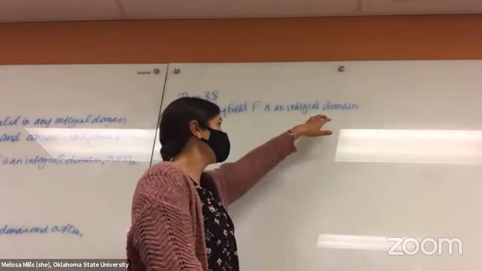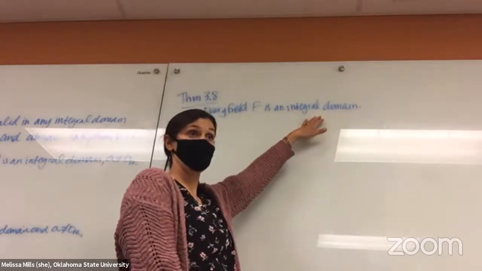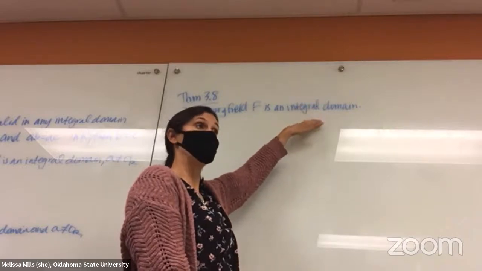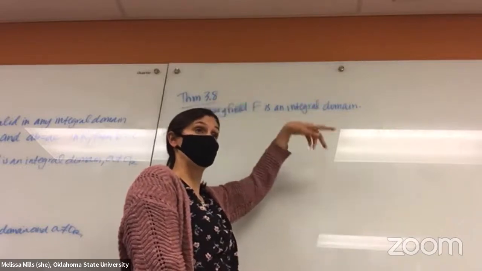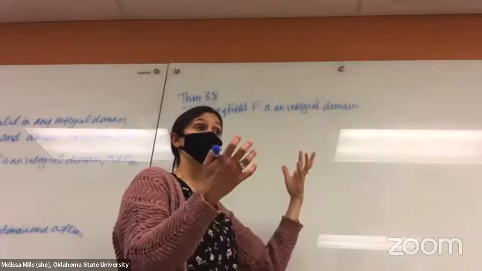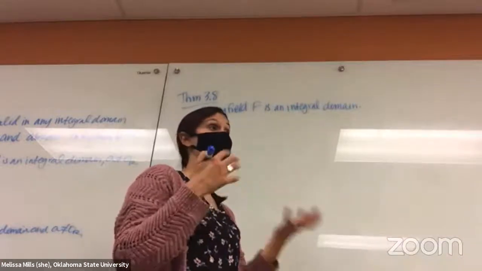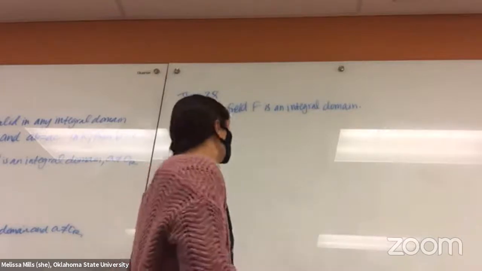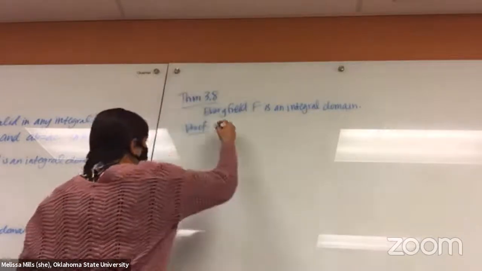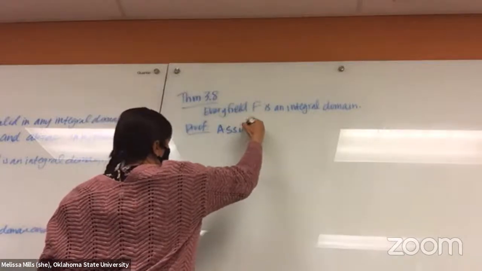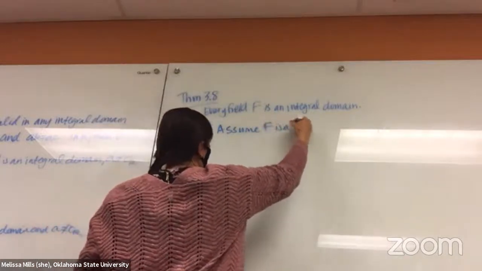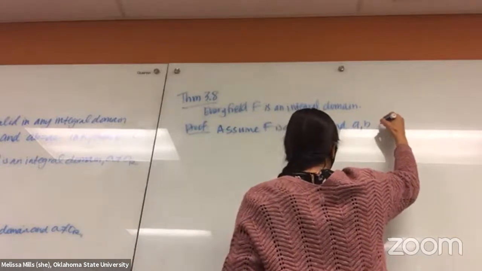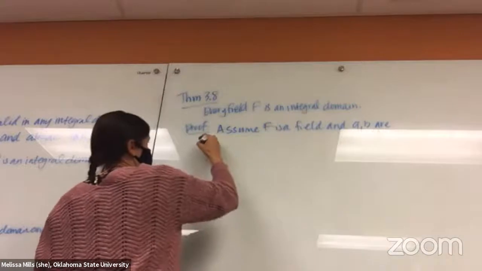Well, I just need to take some arbitrary elements of this ring, and set it up so those arbitrary elements, when I multiply them together, are equal to 0. And then I need to show that one of them needs to be 0. Okay, so that's going to be my argument here. So we're going to assume that F is a field, and A, B are non-zero elements of F.